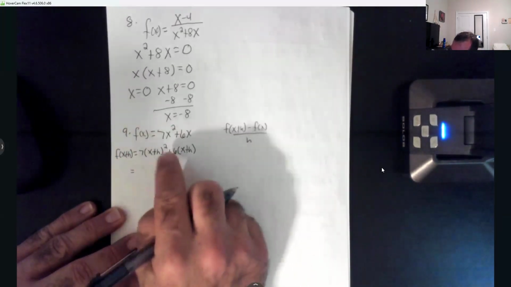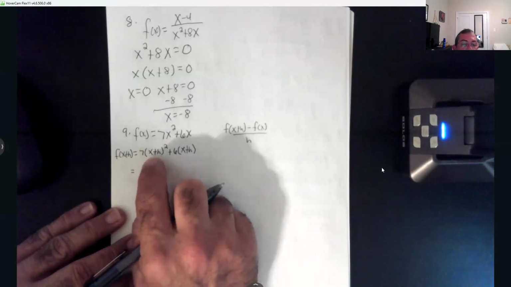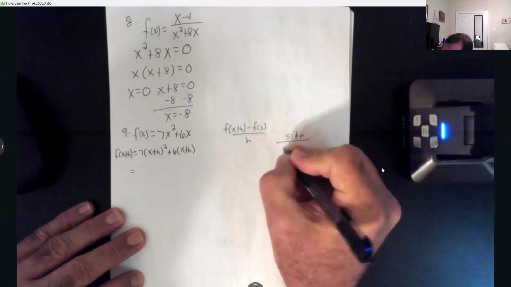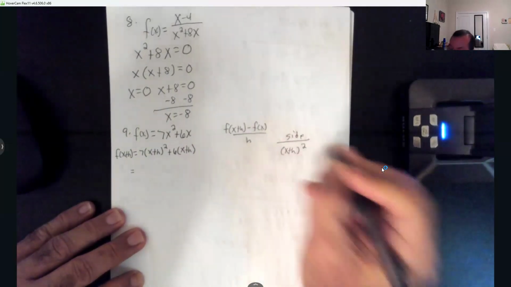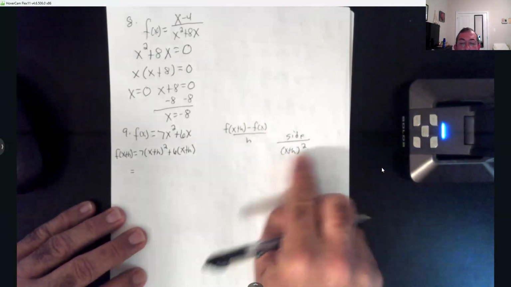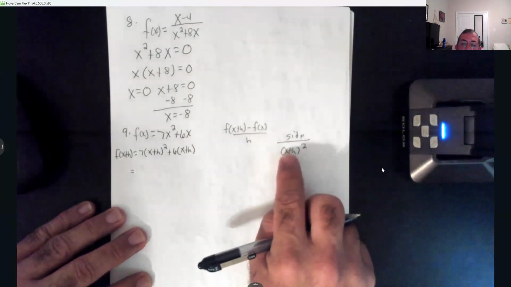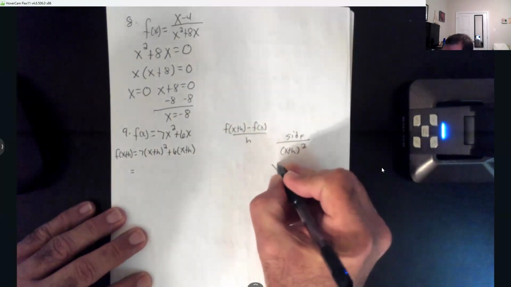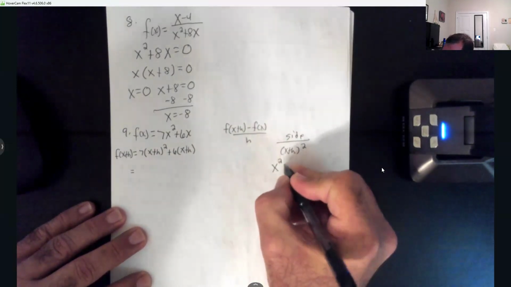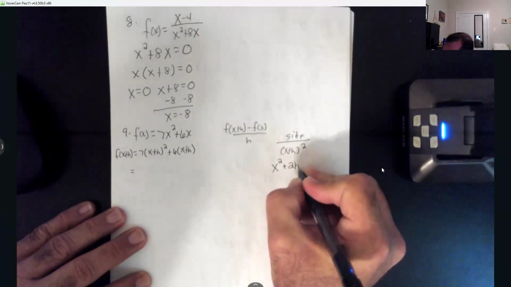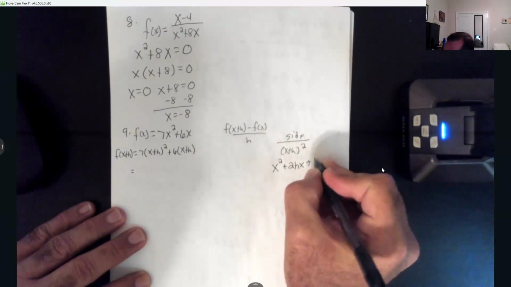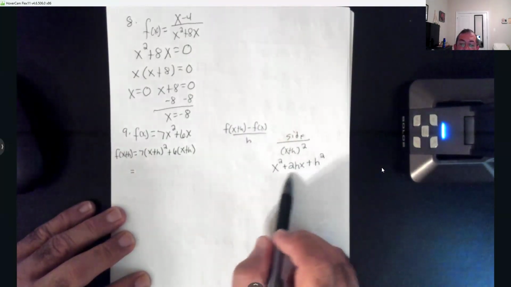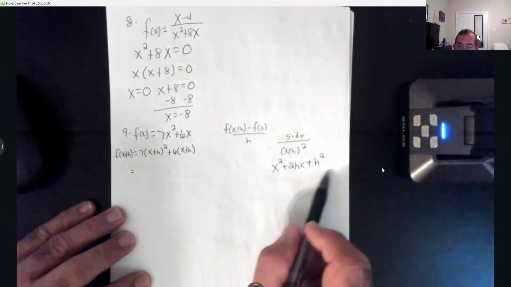So what I would do to this first is figure out what the x plus h squared equals. On the side, I'm not going to foil this out again because y'all have already got this in your notes. But x plus h squared always foils into x squared plus 2hx plus h squared. So y'all, that's the same as it's been since we did this problem in our notes.